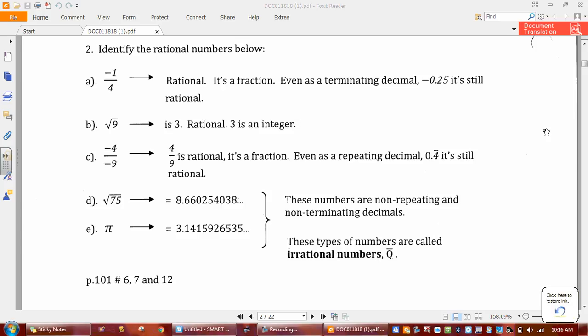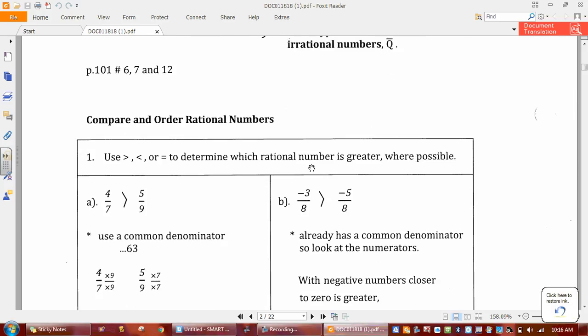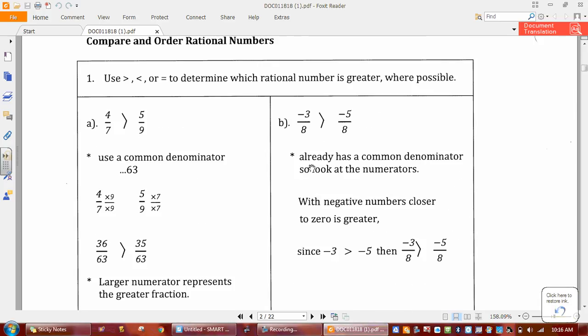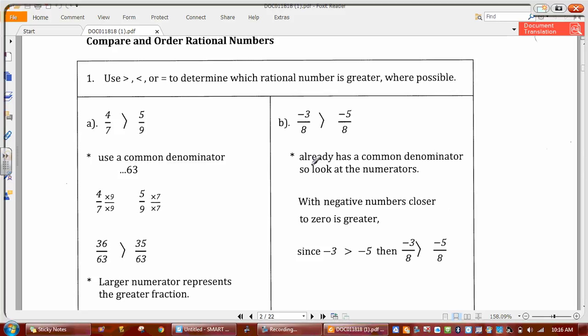Okay, order of operations. So what we want to do is compare. Who's greater? Now remember, if you're thinking it's an alligator mouth, the alligator mouth is going to open to the bigger number. So we're going to say this 4 over 7 is greater, okay, greater than 5 over 9. It's pointing to the right, so that means greater.